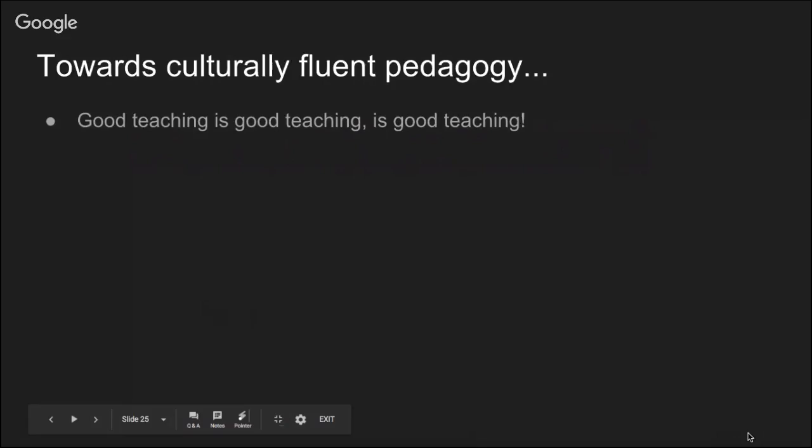So as we move towards a culturally fluent pedagogy, understanding that foundationally good teaching is good teaching is good teaching, it means if you are building those relationships, if you're outside your classroom shaking hands or fist bumping with your students, if you are using triple action partners, which I've talked about in other presentations, where you're having every student work with every student throughout the day, if you are differentiating instruction, then you're already a long way towards meeting the culturally fluent needs of your students.